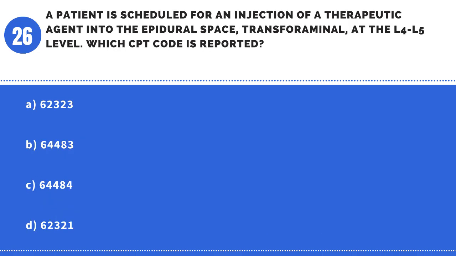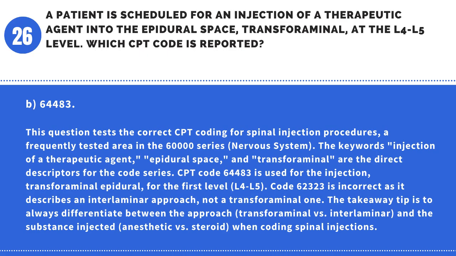Question 26. A patient is scheduled for an injection of a therapeutic agent into the epidural space, transforaminal, at the L4-L5 level. Which CPT code is reported? A. 62323. B. 64483. C. 64484. D. 62321. Answer: B. 64483.